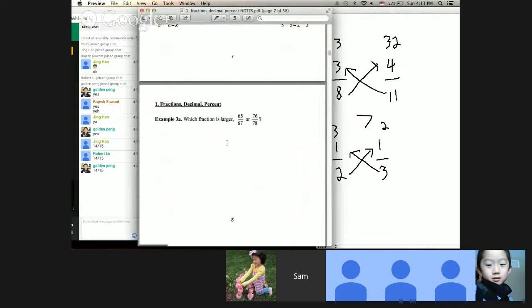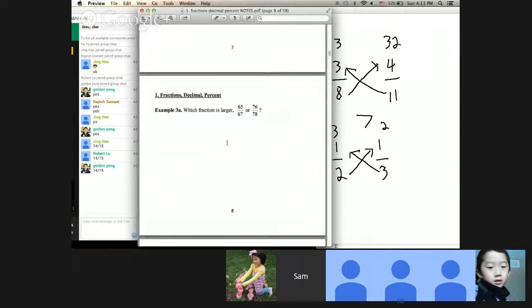We'll come back to this one. Okay. So try this question. Which fraction is larger? 65 over 67 or 76 over 78? You can use a calculator if you want, because it kind of looks a little complicated.